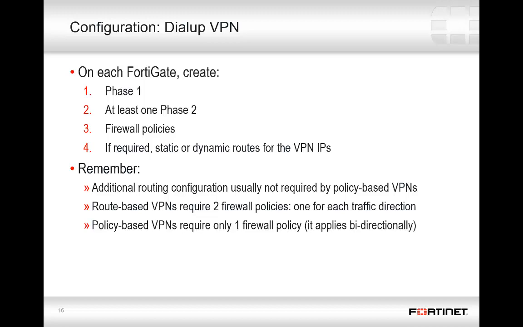Remember, there are two different ways to bring up the VPN on the FortiGate: policy-based or interface-based, also known as route-based. For policy-based VPNs, additional routing entries are usually not required. Only one bidirectional firewall policy is required. For interface-based VPNs, at least two firewall policies are usually required, one policy for each direction.